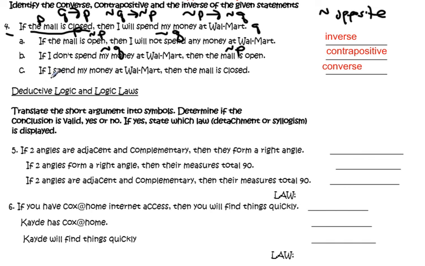And letter C says, if I spend my money at Walmart, well, spending my money at Walmart was the conclusion, so it was Q. And the mall being closed was our hypothesis, so P. So we took our original P then Q and we flipped it so it read Q then P. That's our converse.